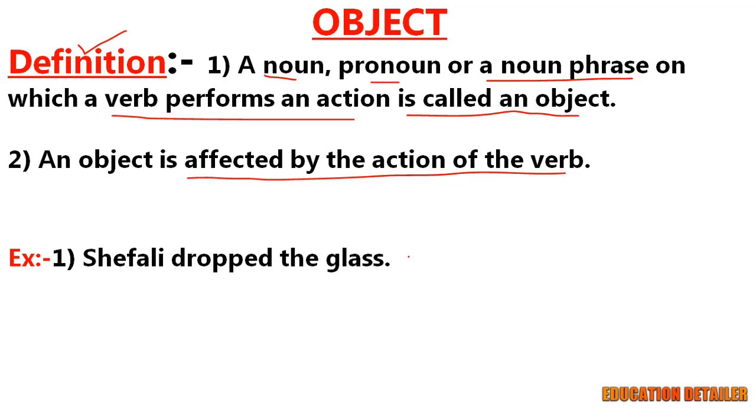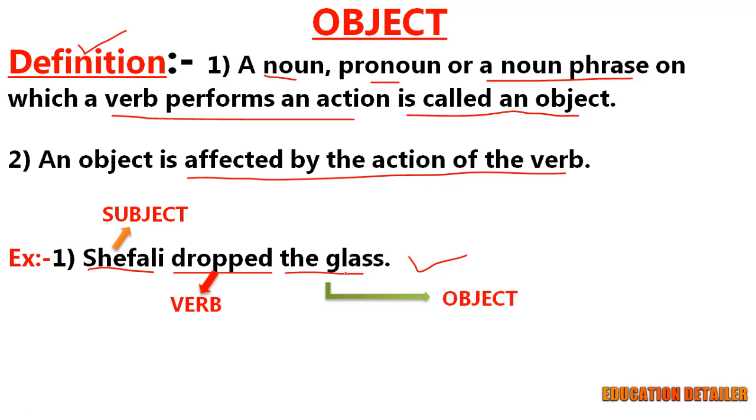First example, Sefali dropped the glass. In this example, Sefali is the subject, the doer of the action, जिसके बारे में ये वाक्य है. Drop is a verb, action word, and the glass is the object here, receiver of the action. Sefali performs the action. She dropped, but the glass receives the action.